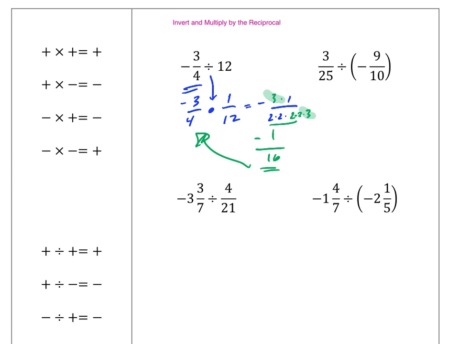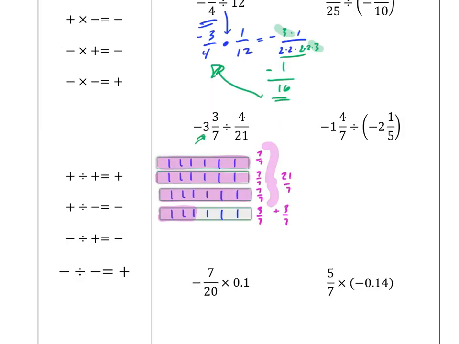So now what we're going to do is this one down below. Again, we're going to turn this into a usable fraction. So you're going to have 21 sevenths, right? 3 times the 7 is 21, plus the 3 sevenths, which is going to give you 24 sevenths. So you have 24 sevenths negative times the reciprocal of 4 21sts, which is 21 fourths.